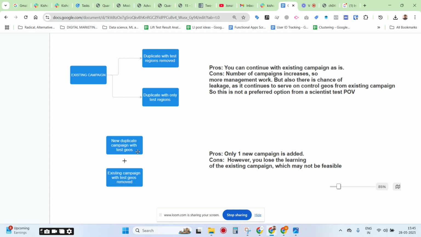But my point here is that you only have one campaign, so that's a pro. But a con here is that you lose the learning of the existing campaign, which may not be feasible. So there's this trade-off here. Do you want to be in the good books of data science, and do it from a perfectly scientific point of view, but also keep in mind some level of business logic? On the other hand, you primarily go after the business requirements, and then you compromise quite a bit on the scientific side, but try and quantify that compromise mathematically. That can be possible, and there are ways to do it, but there'll still be limitations.